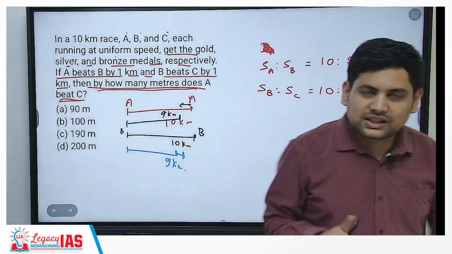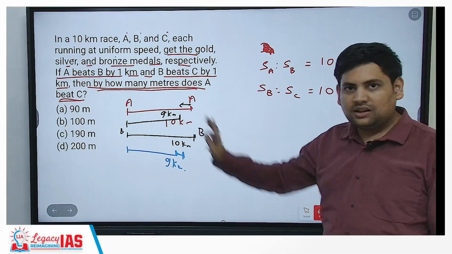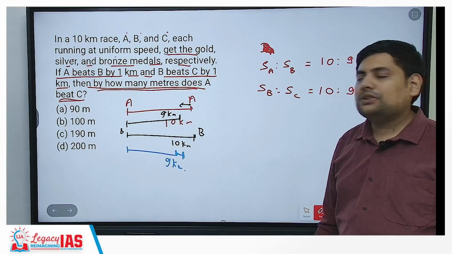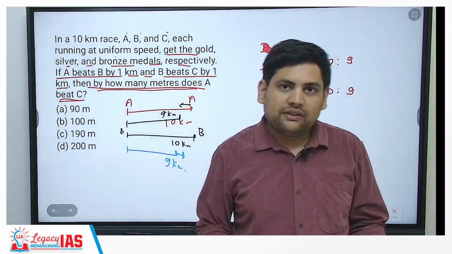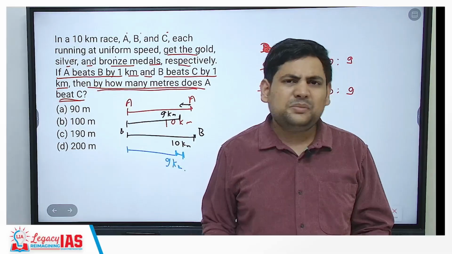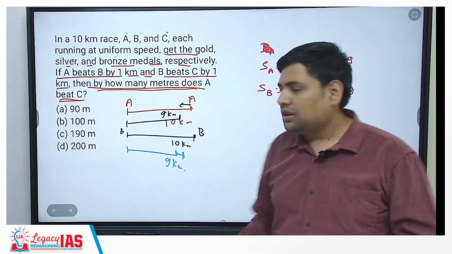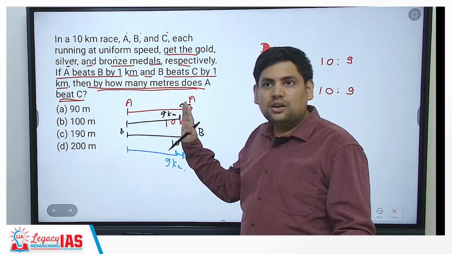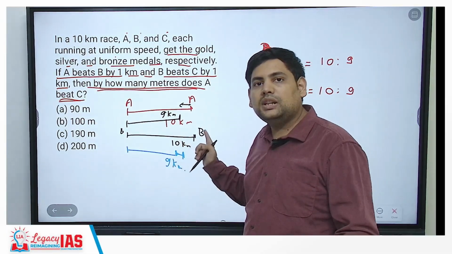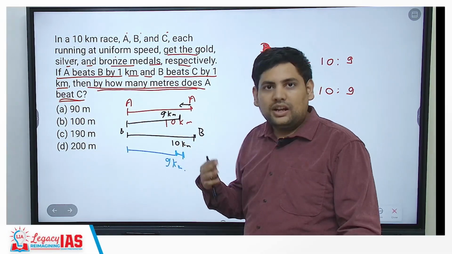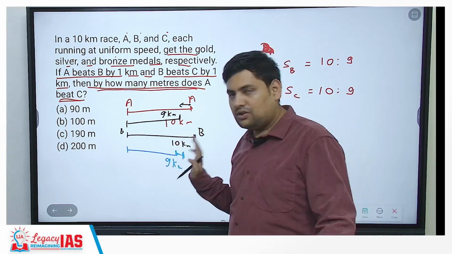Now if A and C are competing, by how many meters will A beat C? Some people might think that because A is beating B by 1 kilometer and B is beating C by 1 kilometer, A beats C by 2 kilometers. This is wrong. Why? Because till here B has not completed the race. When B completes the race, only then can you say B beats C by 1 kilometer. If B has not completed, we don't know clearly, correct? So that's why you have to go this way.